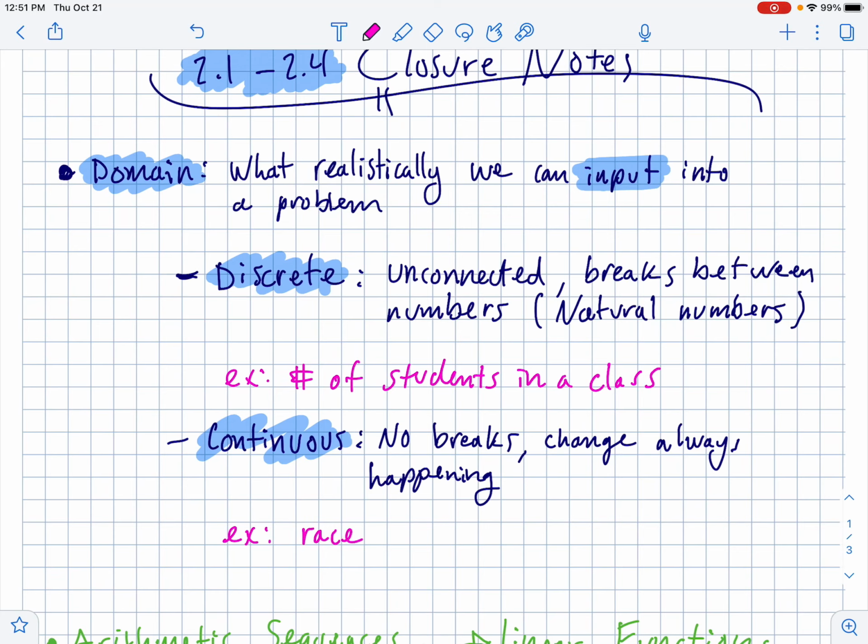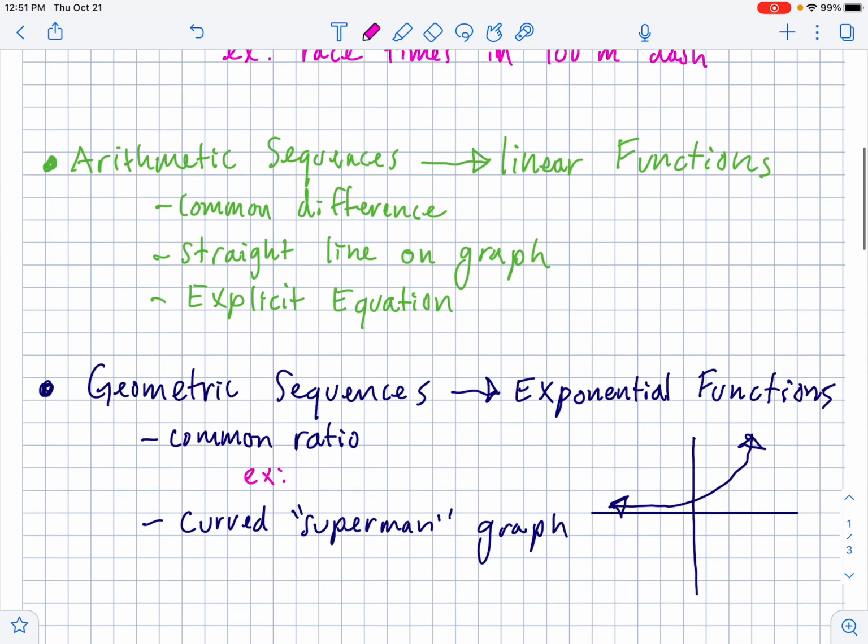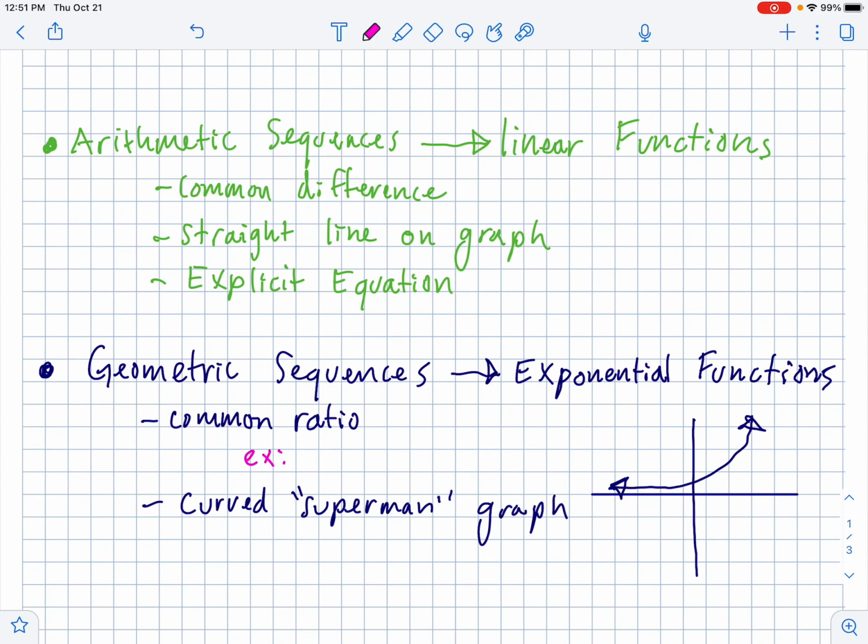Continuous is the opposite of that. That's where you get to connect the dots. There's no breaks. The dots are connected, and change is always happening. An example of that might be race times in 100-meter dash.